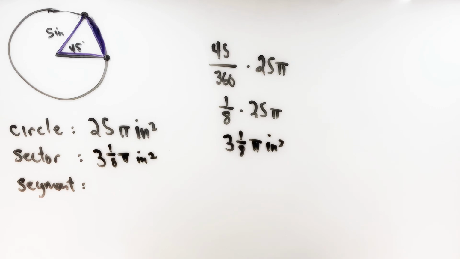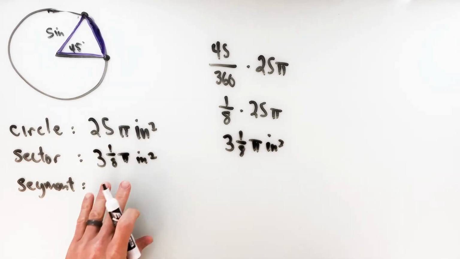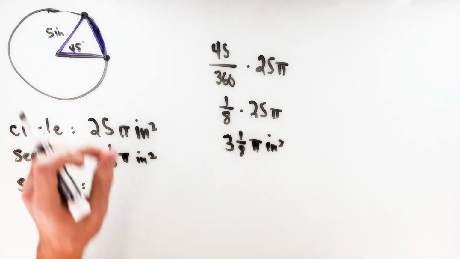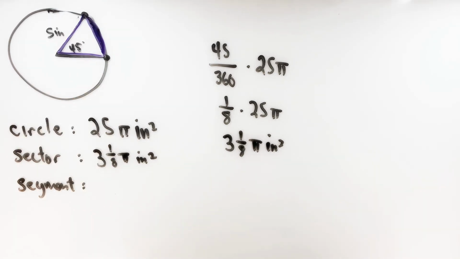Okay, so we've got the sector area. To get the segment area, I'm going to take that sector area and subtract out the area of the triangle that we have right there. Now, in the last example, the triangle that we had was a right triangle. Okay, we had a right angle, a 90-degree angle. This time we don't have a right triangle. We have a 45-degree angle as the central angle. So we can do a couple different things here to find the area of this triangle.